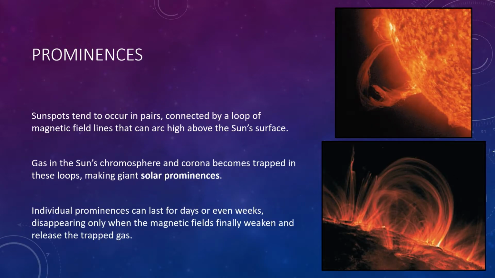Sunspots tend to occur in pairs, connected by a loop of magnetic field lines that can arc high above the sun's surface. Gas in the sun's chromosphere and corona become trapped in these loops, making giant solar prominences. Some prominences rise to heights of more than 100,000 kilometers above the sun's surface. Individual prominences can last for days or even weeks, disappearing only when the magnetic fields finally weaken and release these trapped gases.